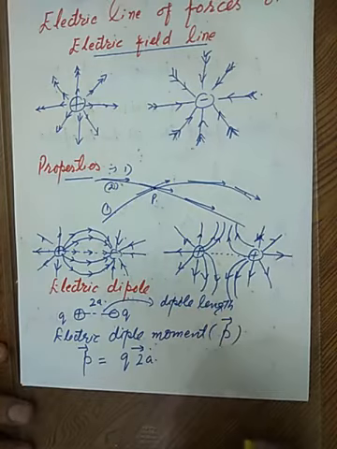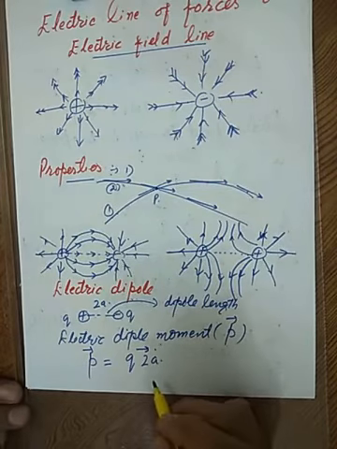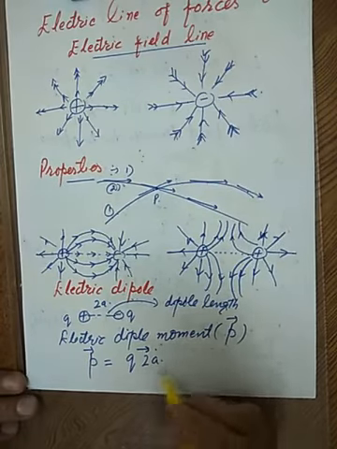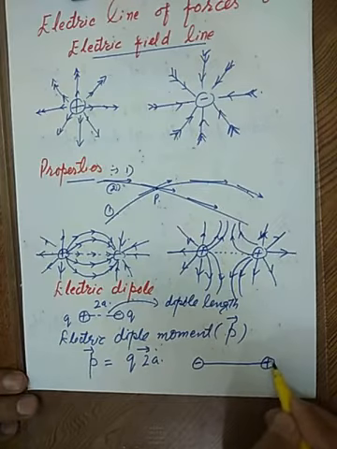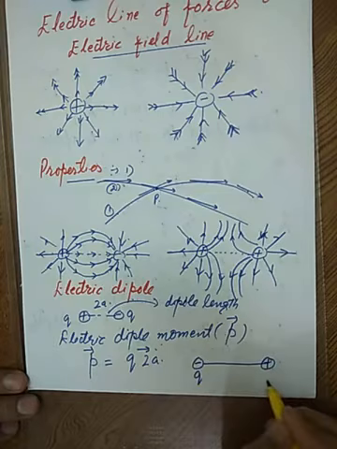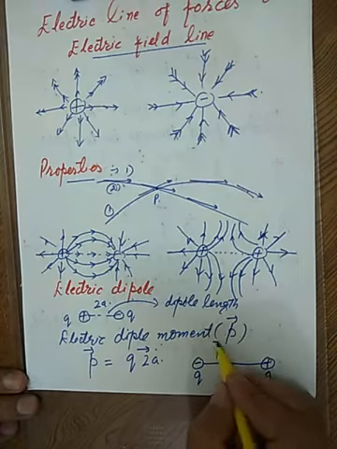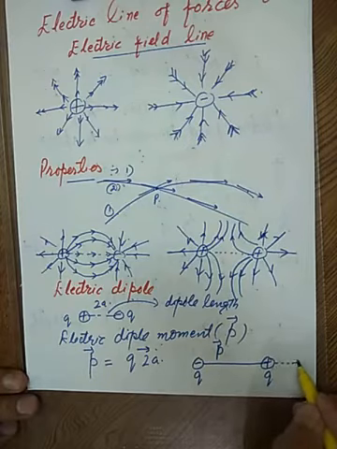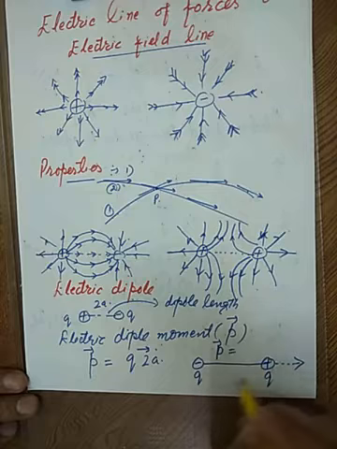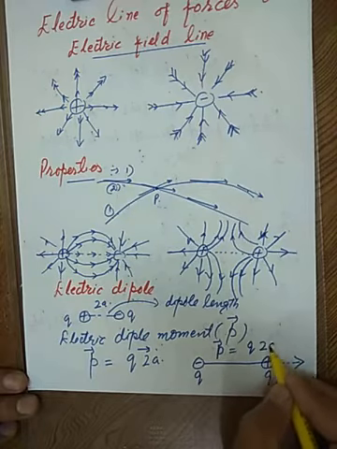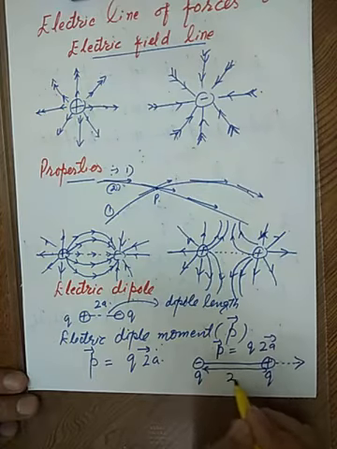Dipole length. The direction of the electric dipole moment is from negative to positive charge. This is minus q, this is plus q, and the direction of the electric dipole moment is from negative to positive charge, and its magnitude can be taken as equal to q into 2a. 2a is the distance in between them.